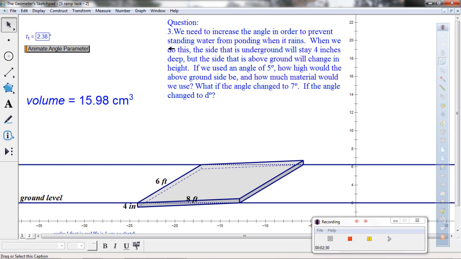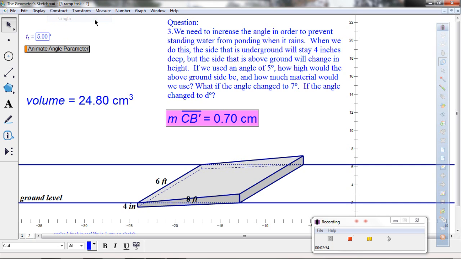So when we do this, the side that is underground will stay 4 inches buried because there's no reason to change it, but the side that is above ground will change in height. So if we use an angle of 5 degrees, how high above ground will the side be? So we could just push the button and watch it grow until we're at 5 degrees. And I'm going to get exactly 5 by doing that. So, and we could just measure the length of that side.